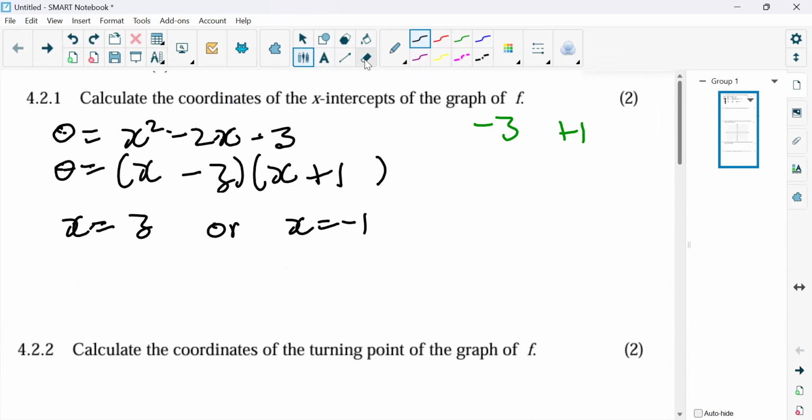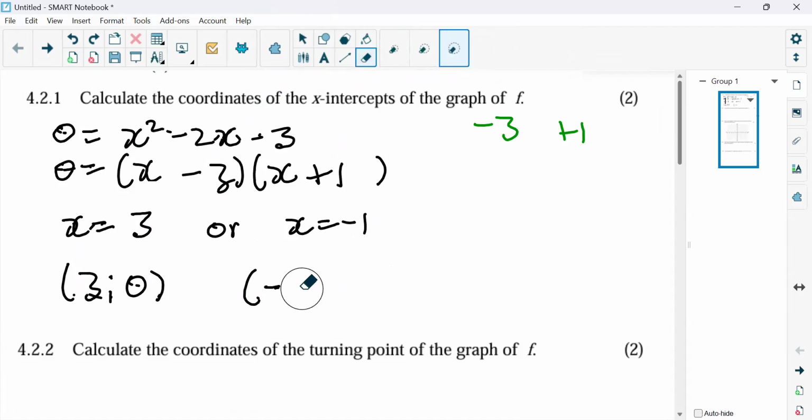What was the question exactly? It says calculate the coordinates of the x-intercept. So we need to write it in coordinate form, because they didn't say just calculate the roots, they said calculate the coordinates. So you're not done. You should tell them that when x is equal to 3, y is equal to 0. That's the first coordinate. The second one, when x is equal to minus 1, y is equal to 0. Okay, we're done with that first part.